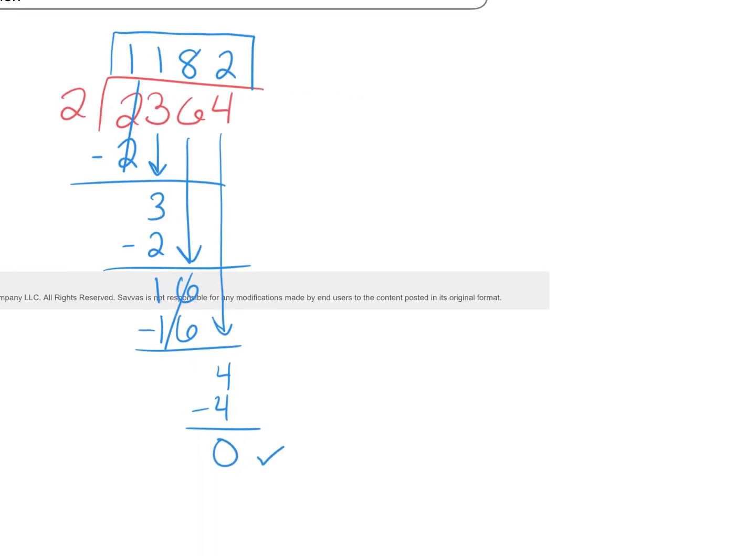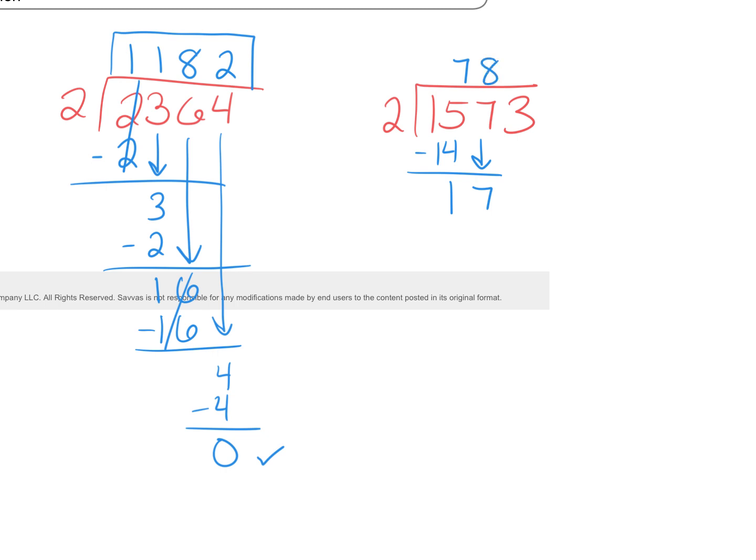Let's do another example. If I had 1,573, I want to divide that by 2. Okay. Does 2 go into 1? No. Does 2 go into 15? No. How many times? 7. What's 7 times 2? 14. Subtract, what's 15 minus 14? 1. Bring down the 7. How many times does 2 go into 17?